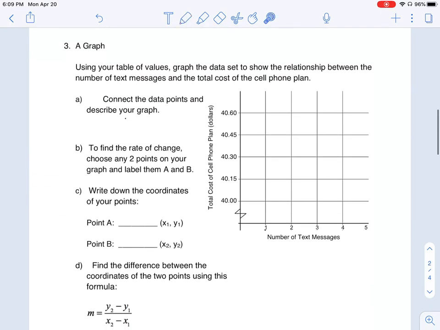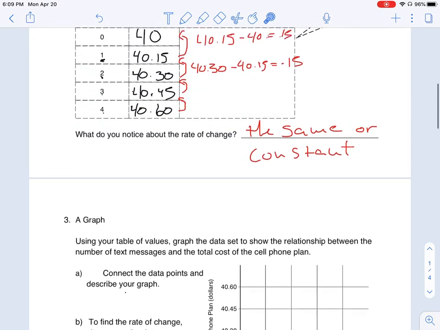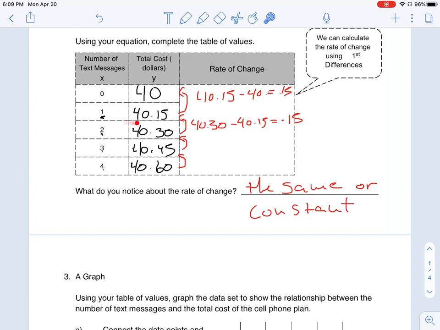Using our table of values, graph the data set to show the relationship between the number of text messages and the total cost of the cell phone plan. Connect the data points and then describe your graph. Okay, so I'm going to connect my data points. When I have one text message, how much did it cost me? If I look back to my table of values, one text message cost me $40.15. So when x is 1, my y value is $40.15.